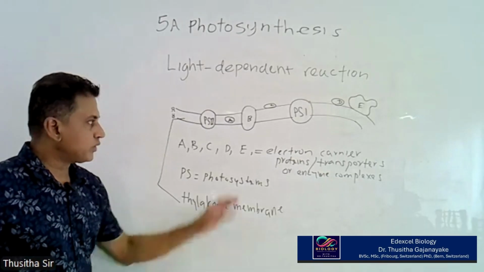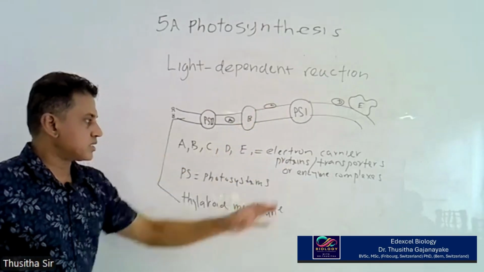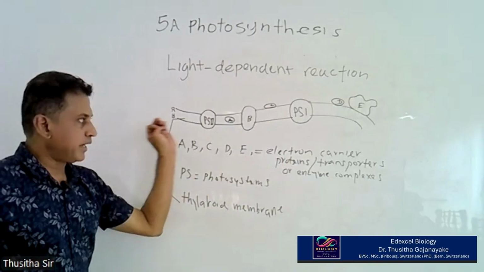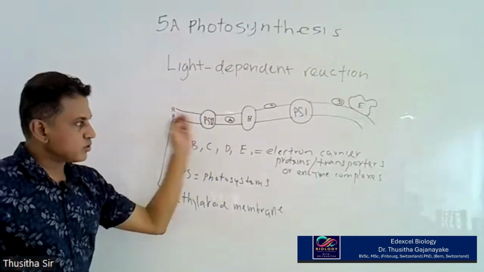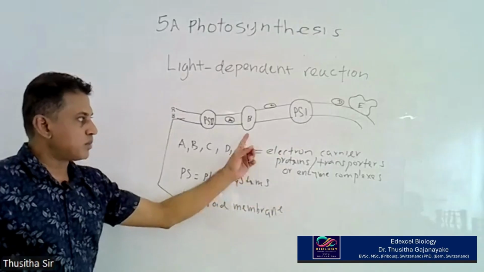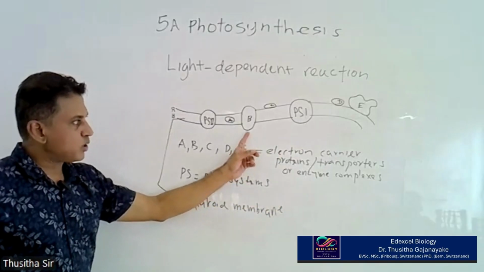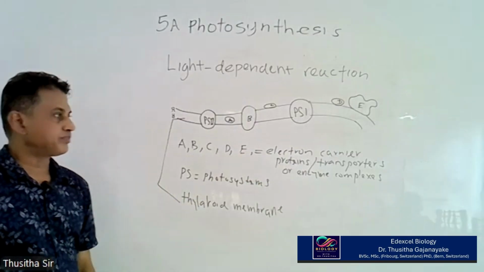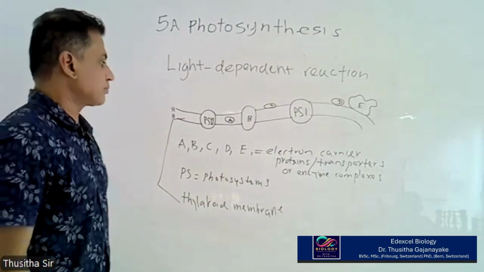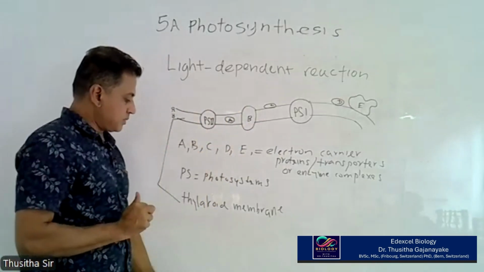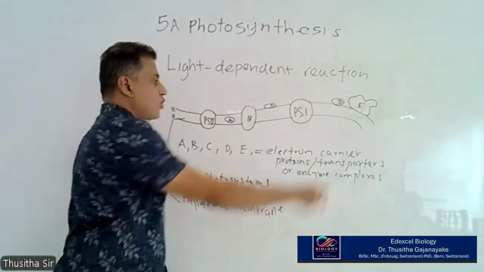We don't need to know the names of A, B, C like this. We just need to understand the electron carrier proteins: they can carry or transfer electrons, or they can act as transporters. For example, B could be a transporter because it spans from here to here, and some may be enzymes. PS2 and PS1 are the photosystems, and this represents the thylakoid membrane.